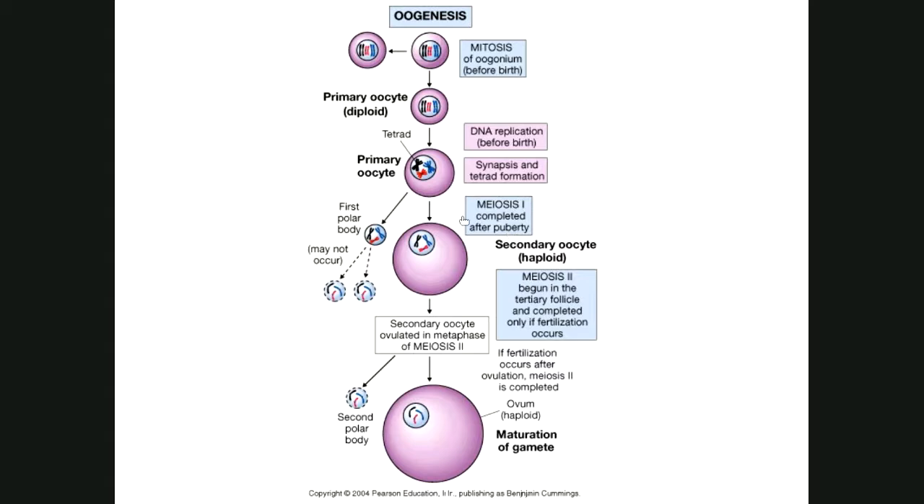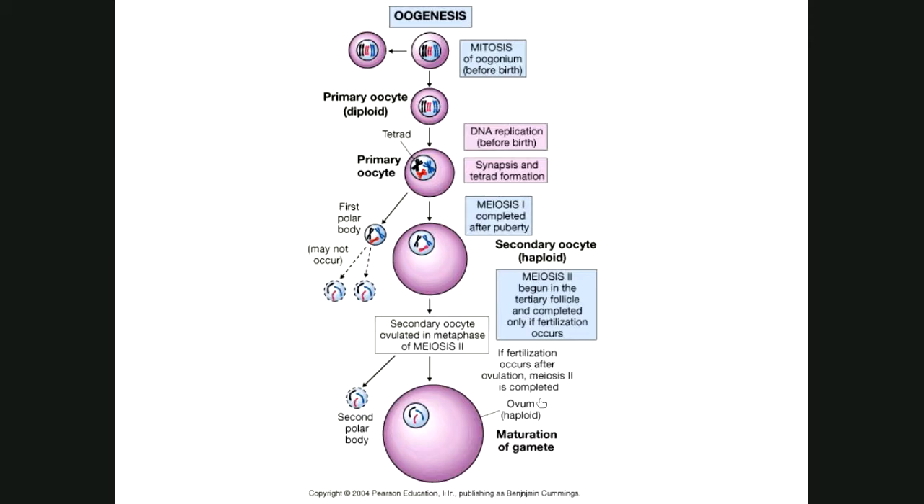Once a month, this process continues. The primary oocyte finishes meiosis 1 and becomes a secondary oocyte and enters meiosis 2. But I want you to understand the secondary oocyte is paused in the middle of meiosis 2. So what is released at ovulation, the secondary oocyte, is actually not finished with its entire division. Only if fertilization occurs will meiosis 2 be completed.